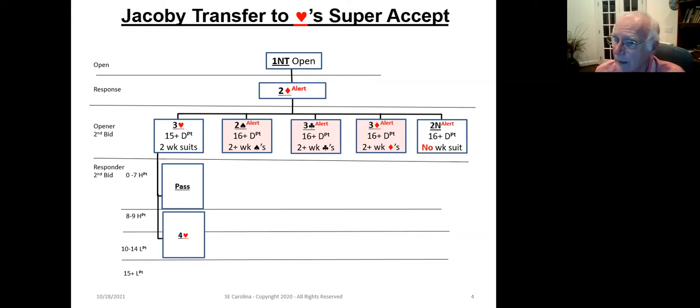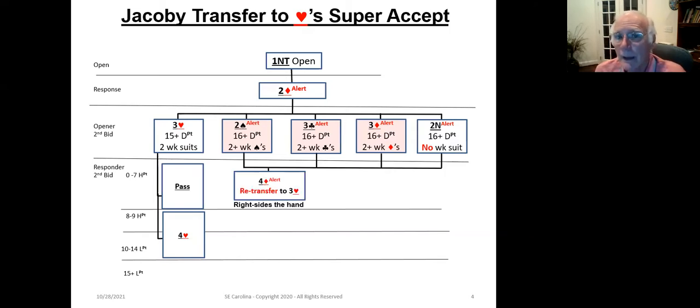Now, right-siding the hand makes the opponents lead into the strength of the 1 no trump opener. That's generally worth about a whole trick. So it makes a big difference who is the declarer, because if the opponents give you a whole trick by making the wrong lead, that's very, very beneficial.